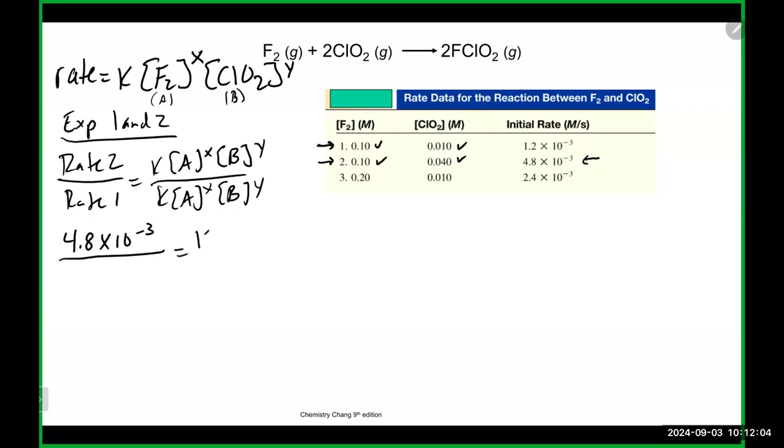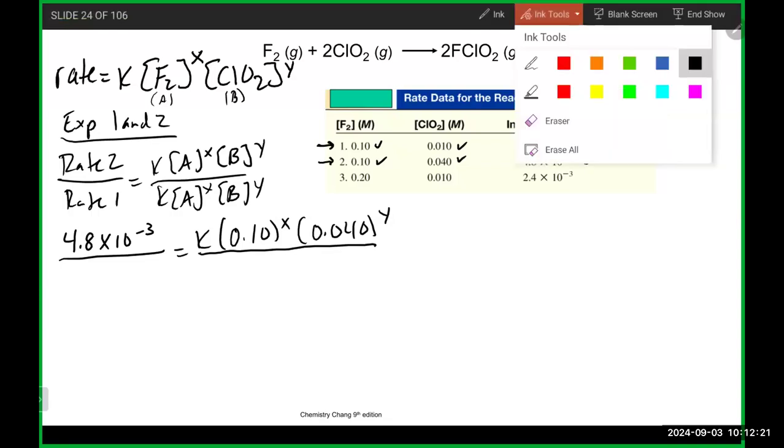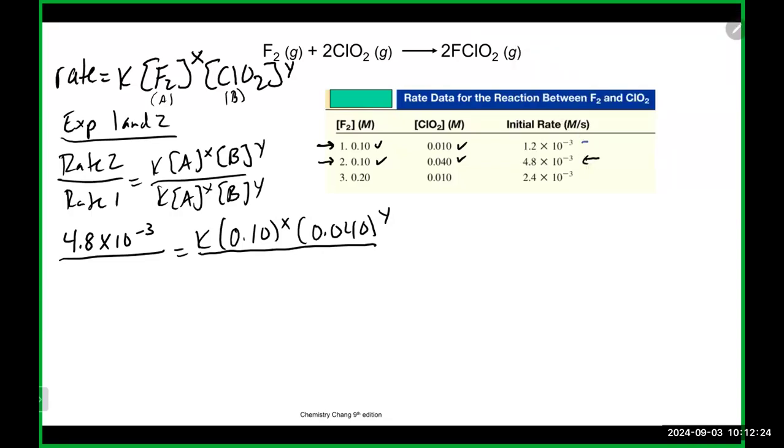equals k, 0.1 to the x and 0.04 to the y. Once again, all those numbers come from experiment 2 in the table. Obviously, you cannot mix experiments, so you have to put everything from the same experiment on the same line. We're now going to do the same thing for experiment 1 and put all of our numbers in. 1.2 times 10 to the minus 3, equals k, 0.10 to the x, 0.01 to the y.